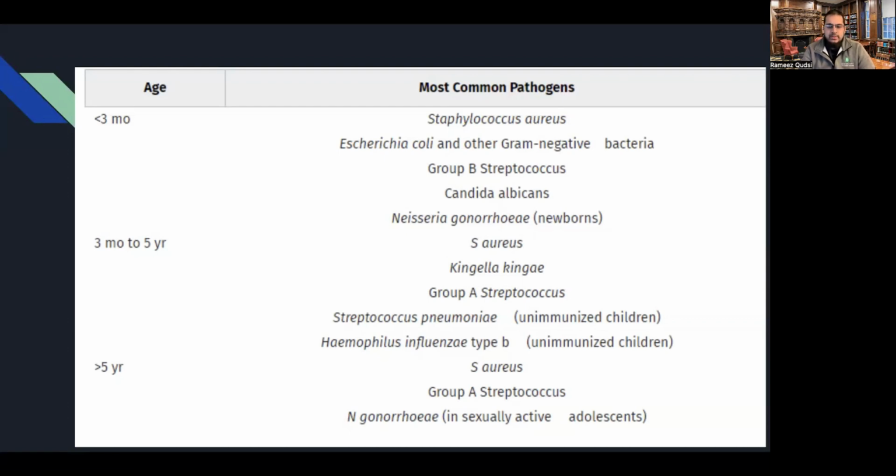In the most common 3 months to 5-year-old, Staph aureus is certainly the most common, whether it's MSSA or MRSA, but Kingella has an increasing importance nowadays, especially with other things like Haemophilus influenzae decreasing in the setting of vaccinations, if that's being offered. But Kingella has to be thought about now. Group A strep is just less common. And then older than 5 years, again, Staph aureus will always be the number one. And in sexually active patients, thinking again about Neisseria gonorrhea.